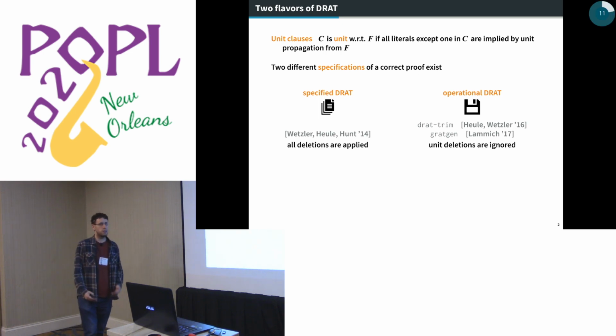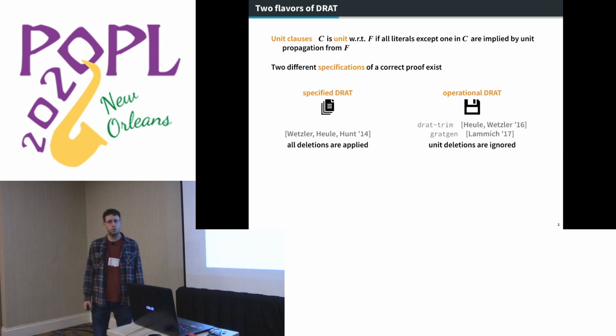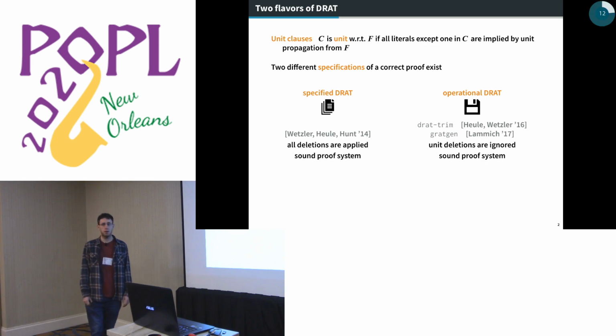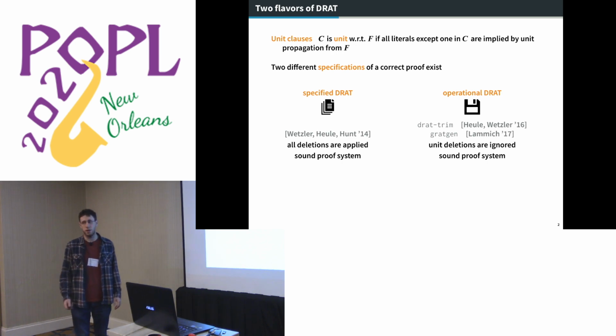And the difference between these two proof systems is that in specified DRAT, whenever I see a clause deletion, I actually apply it. In operational DRAT, when I see a clause deletion, first I check if it's a unit clause. And if it's a unit clause, then I ignore it. I just pretend it was not there. Both are sound proof systems. And what this means is that whenever I check a proof and the proof is correct according to that specification, then the original formula wasn't satisfiable. So both of them are sound. I just need to pick one of them, right?